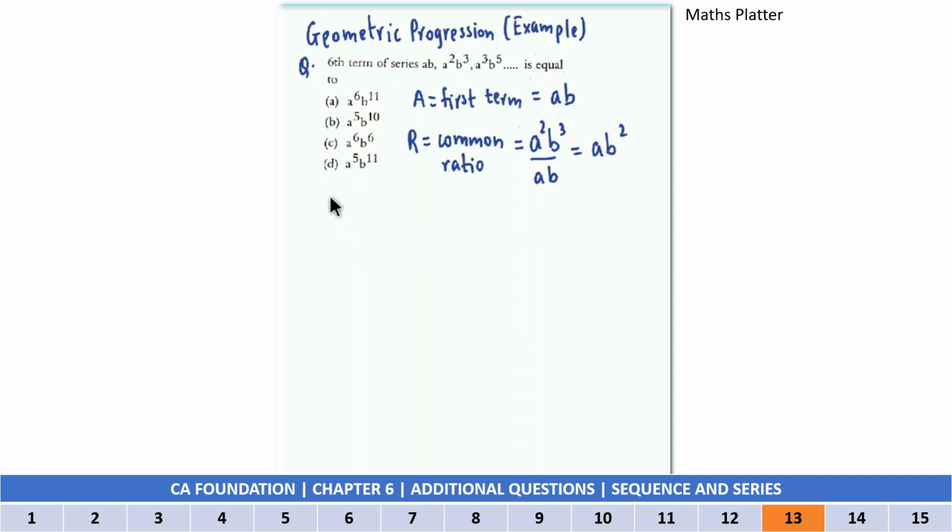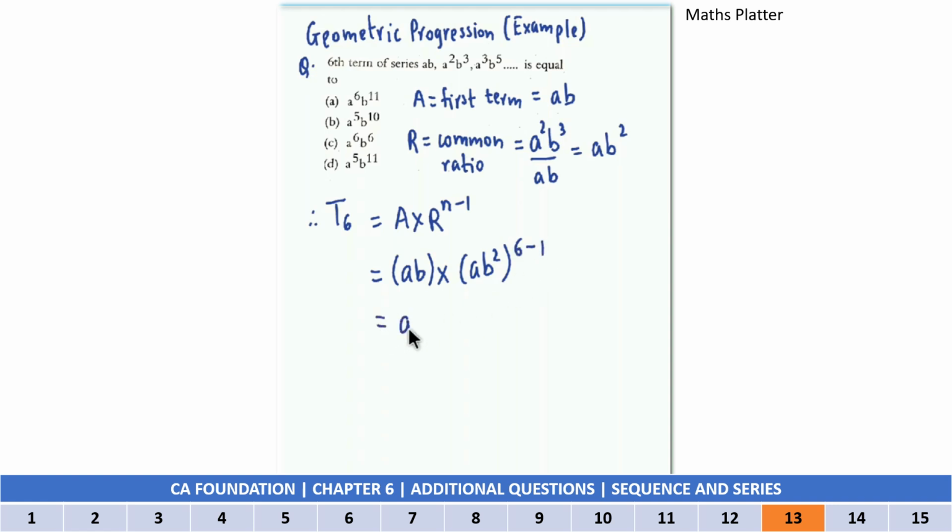So we have the first term, we have the common ratio. Now we need to obtain the sixth term, that is T6. So using the formula for Tn, which is A into R raised to n minus 1. Now n is 6 over here. Now we substitute all these values here. The first term is AB into R is AB square raised to 6 minus 1.